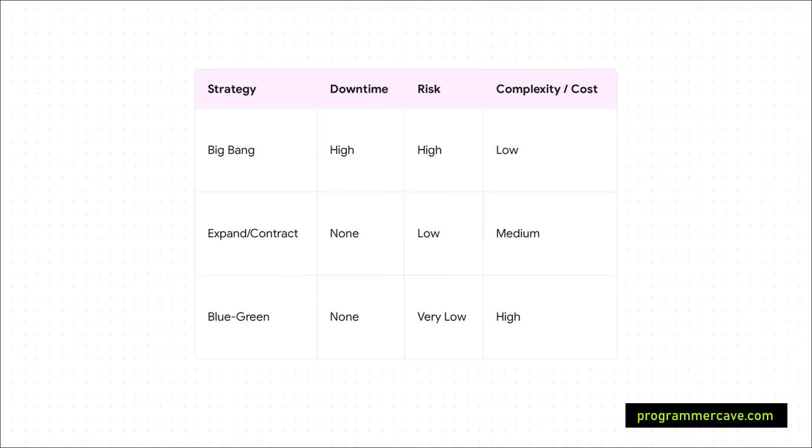And this table really just sums it all up, doesn't it? Big Bang is simple and cheap, but you pay for it with high risk and downtime. Blue-green is super safe, almost zero risk, but wow, is it expensive and complex. And right there in the middle, you see the expand/contract pattern. It hits that sweet spot for most of us, zero downtime, low risk, and a level of complexity that's totally manageable.